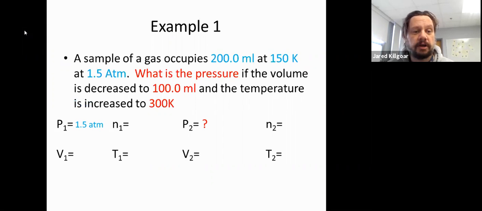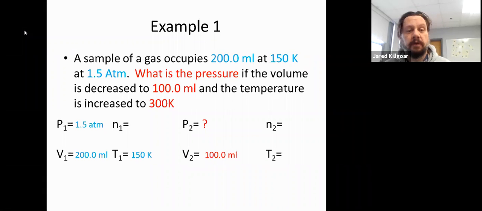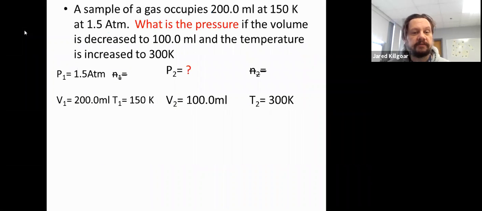So my initial pressure is 1.5 atmospheres. My initial volume is 200 milliliters. My initial temperature is 150 Kelvin. I'm asking what is the pressure, so I want to find the final pressure, P2. That's why I put a red question mark there. The volume is changing to 100.0 milliliters and the temperature is changing to 300 Kelvin. Now you might notice I don't mention moles at all, so I'm going to assume that's constant, and I'm going to cross that out of the equation.